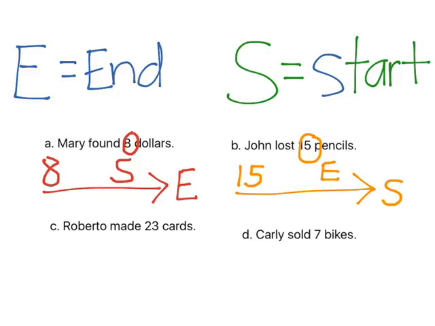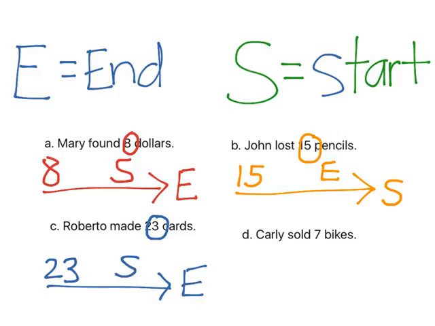In problem C, Roberto made 23 cards. Again, I first circle the number that tells how many more or less, 23. Roberto made cards. If Roberto made cards, he ends with more cards. If he ends with more cards, he must end with a bigger number. So E is my big number, and S is my small number.